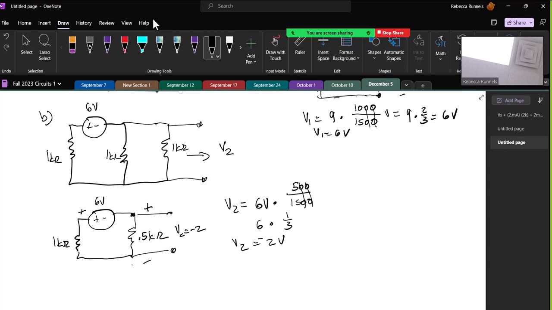Okay, so now what is V0? Well, V0 with source superposition is V1 plus V2, or 6 volts plus -2 volts, which is 4 volts, and that is our answer.